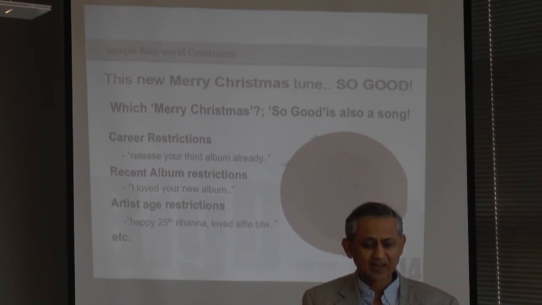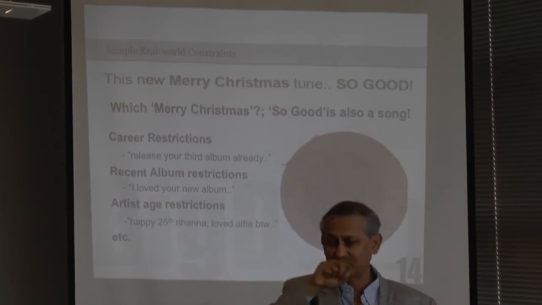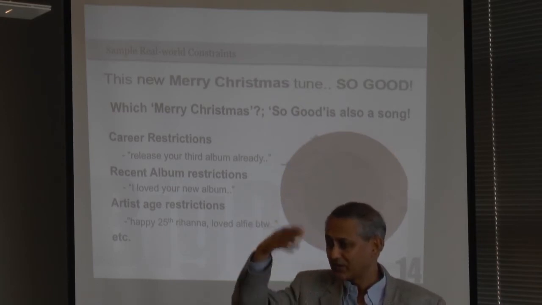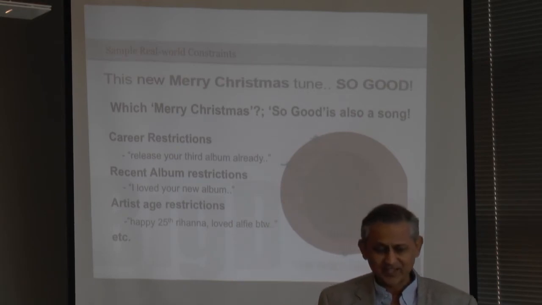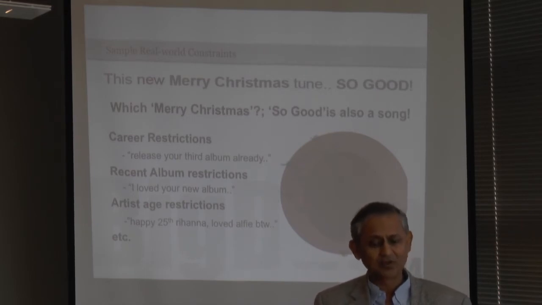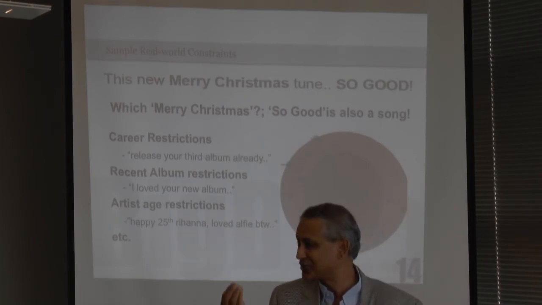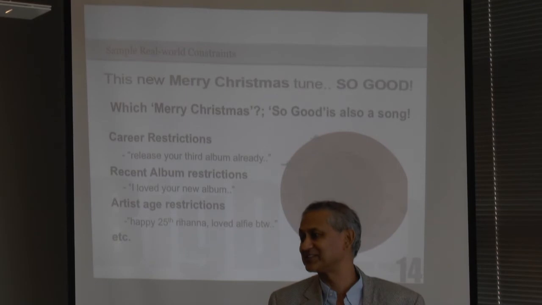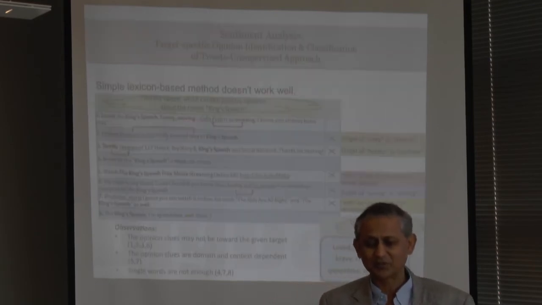Recent album restriction: "I loved your new album." Now it tells me it's a new album, so you have to support it; maybe you can't rely on just that one tweet, but you have to look at some tweets earlier than that or after that. Age restriction: "Happy 25th, Rihanna." Now I understand, all that MusicBrainz tells you the age of the artist. It tells you the genre of the artist. It tells you all the albums that artist has released, all the tunes that it released, right? So I can exploit all of them to get the information.